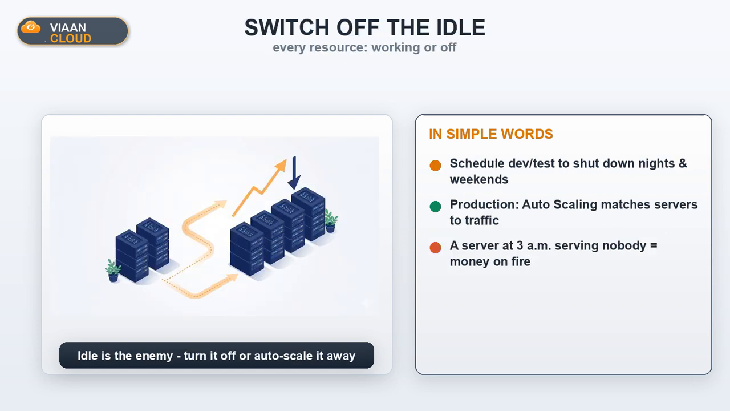Closely related, and almost free money: turn things off when you're not using them. Development and test environments do not need to run nights and weekends. Schedule them to shut down after hours, and you can cut their cost by 60 or 70% overnight.